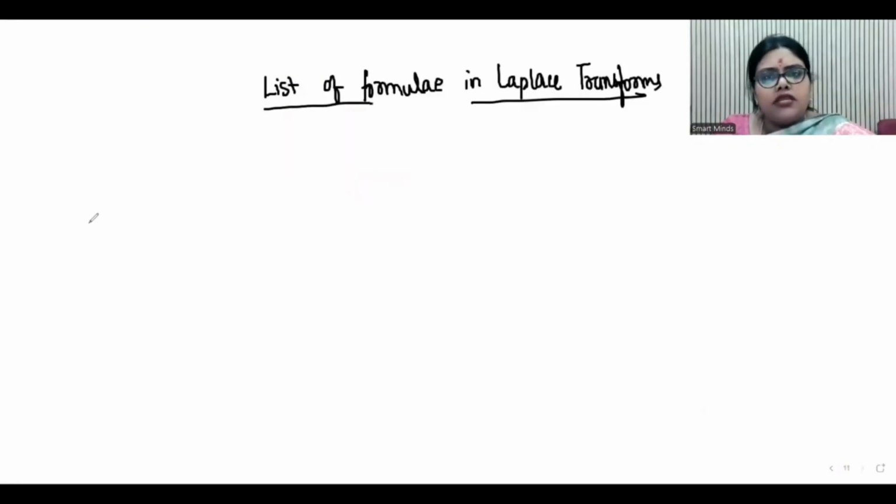Now I will give you a list of formulae in Laplace transforms. So the first formula is L of 1 is 1 by s, where s is greater than 0.